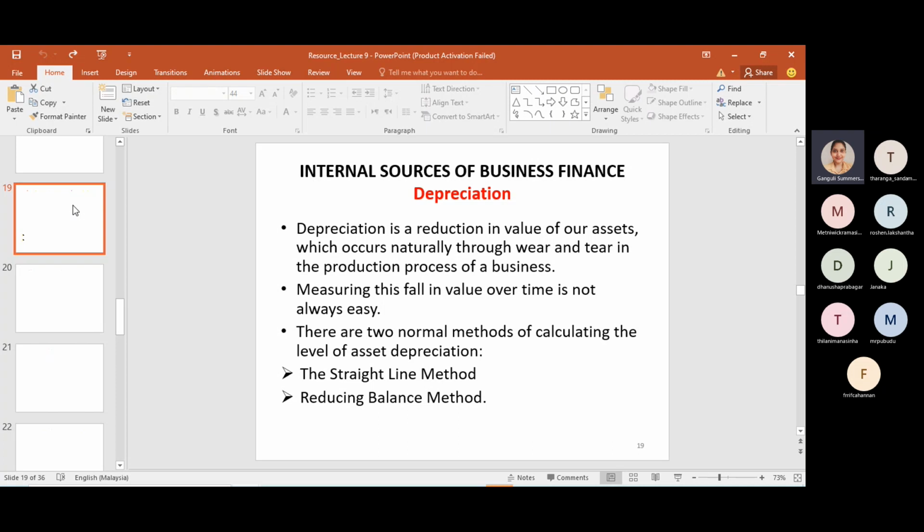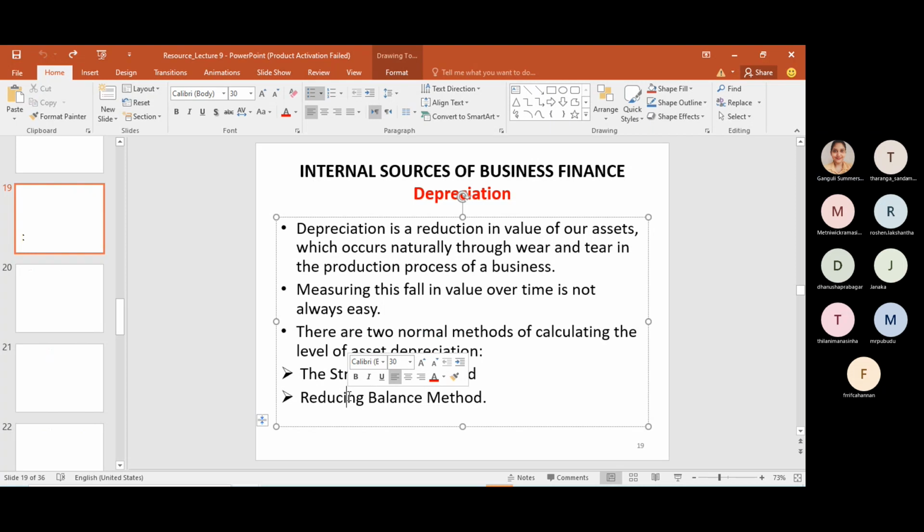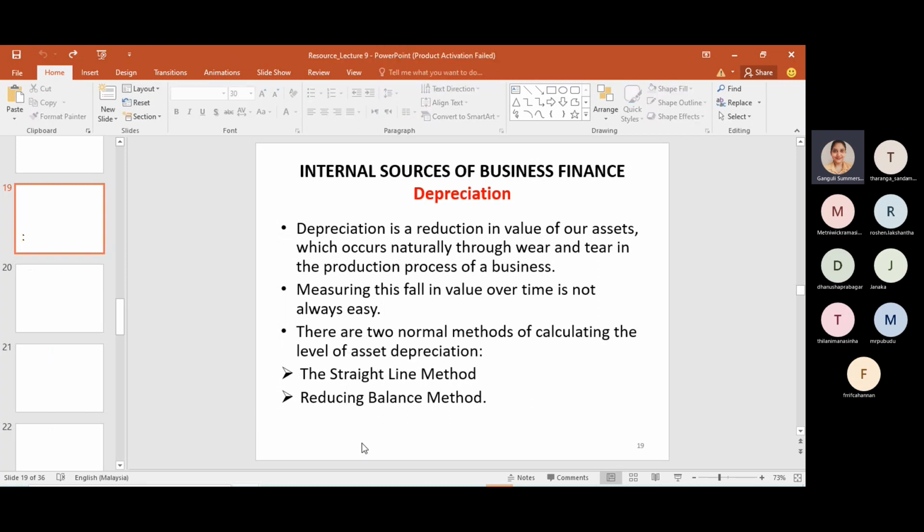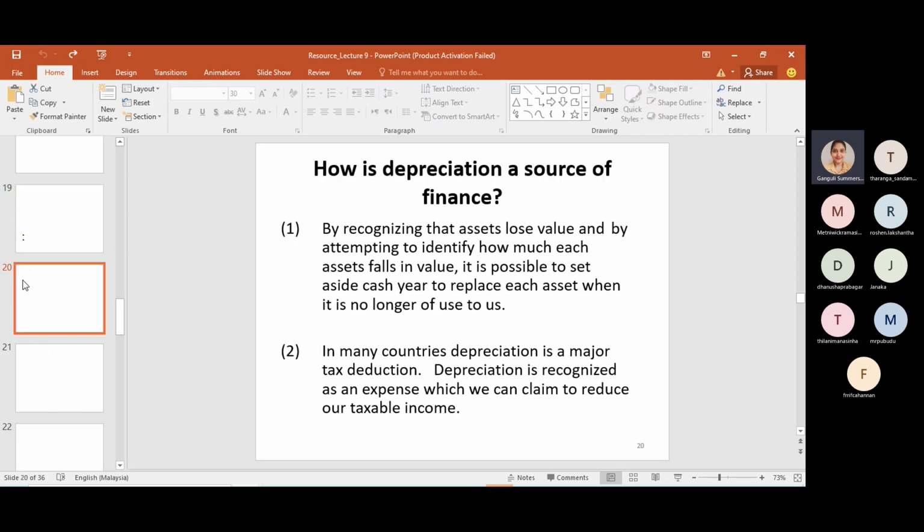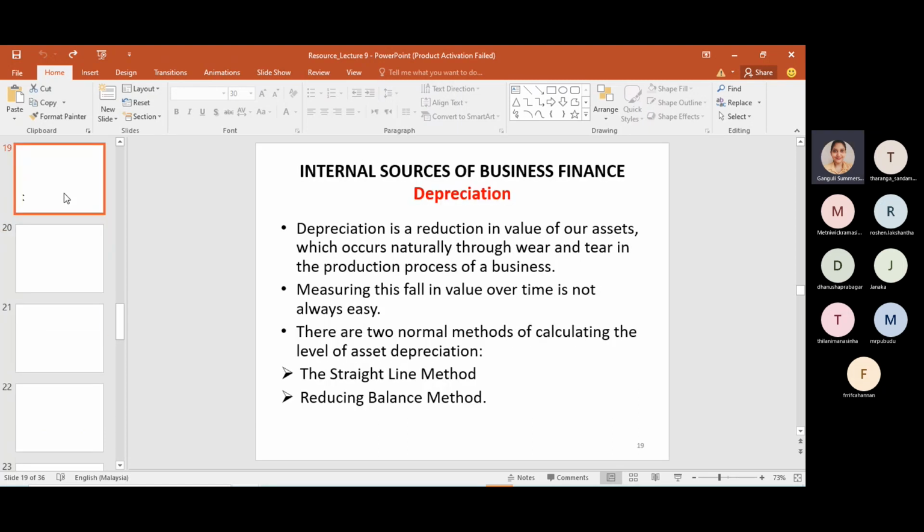To calculate the level of depreciation, we have 2 methods called the straight line method and the reducing balance method. We are not going to discuss these methods in detail because they are more into economics, but just for your knowledge, to calculate depreciation there are 2 methods, the straight line method and the reducing balance method. Depreciation tells you how the value of a certain thing falls over time.